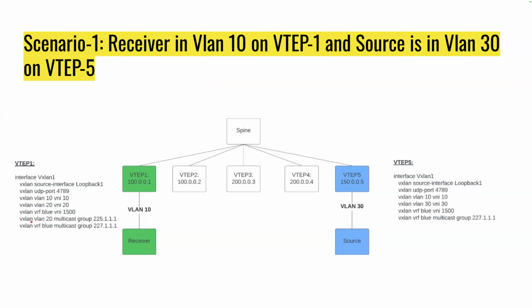On VTEP 5, we have VLAN 10 and VLAN 30 configured, and those two are part of this VRF blue, and its VNI is 1500. The multicast group that we are using for the VRF is 227.111. And there are no per-VLAN specific underlay groups that we have configured.